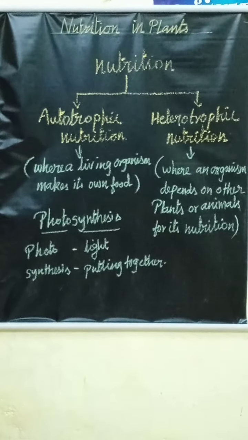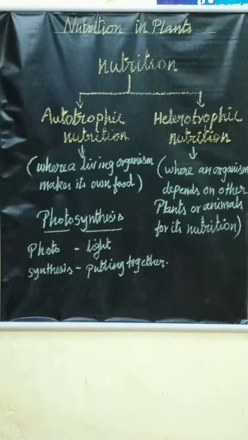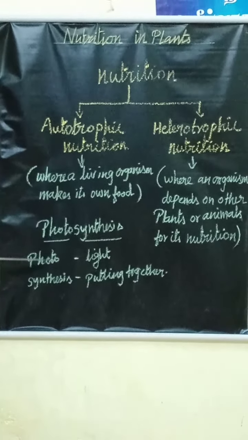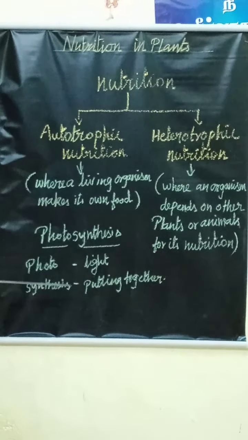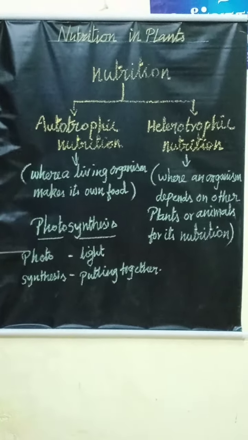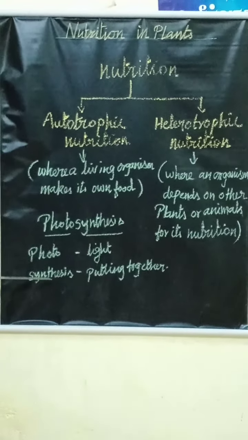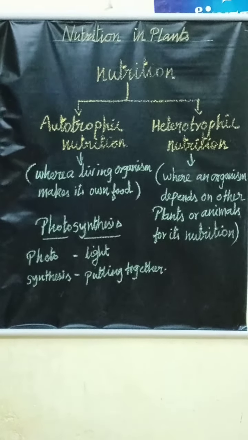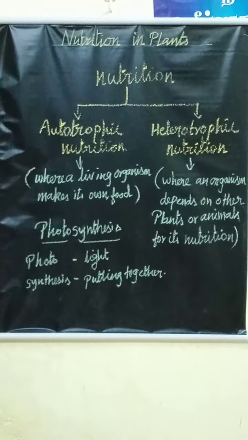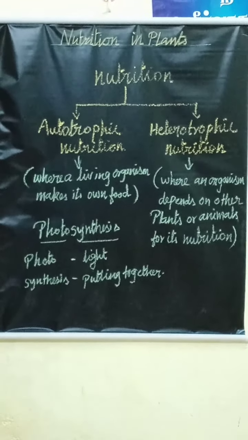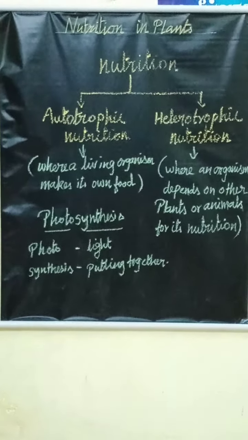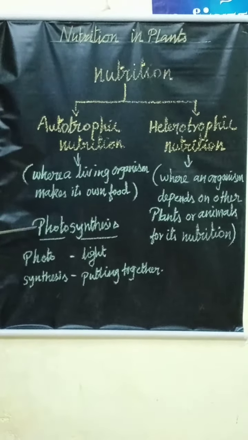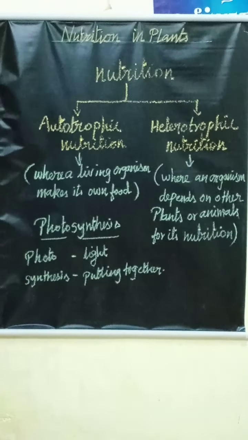Now I am going to explain photosynthesis. What is the meaning of photosynthesis? Photo means light. Synthesis means putting together. What is happening in this process? In this process, substances like carbon dioxide, water and chlorophyll trap sunlight, join together and make food. This process is called photosynthesis.